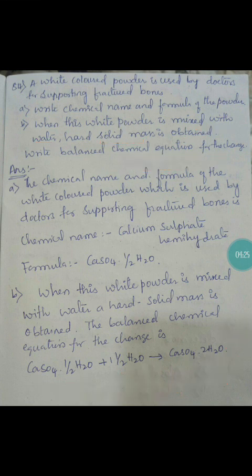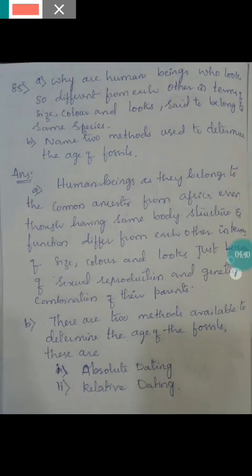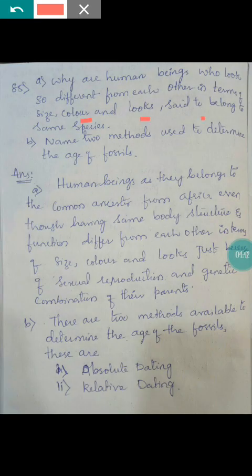Now let's move to question number 85. This is the last question of this video. In question number 85, there are 2 bits. In the first bit they are asking, why are human beings who look so different from each other in terms of size, color and looks said to belong to the same species? As you know, human beings belong to the same species, as human beings originated from Africa, it is a saying, right? So you need to write the reason: they belong to a common ancestor from Africa.